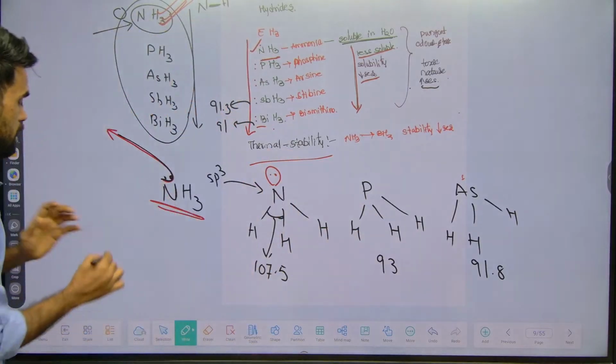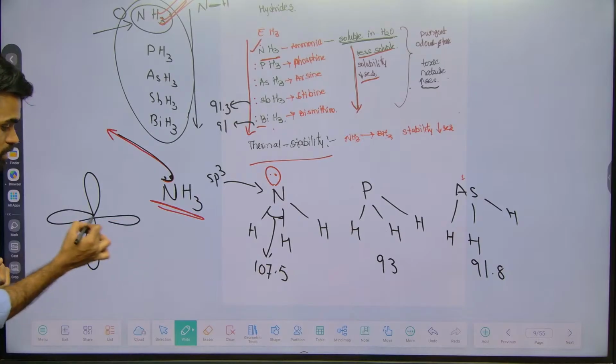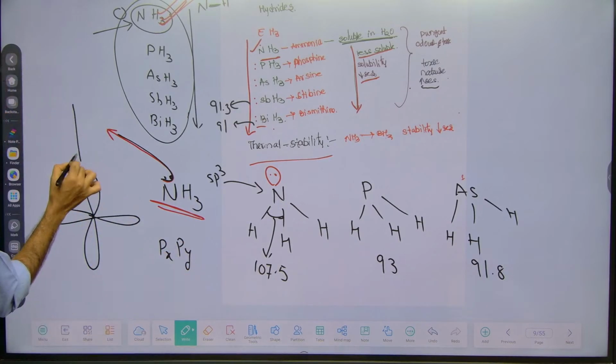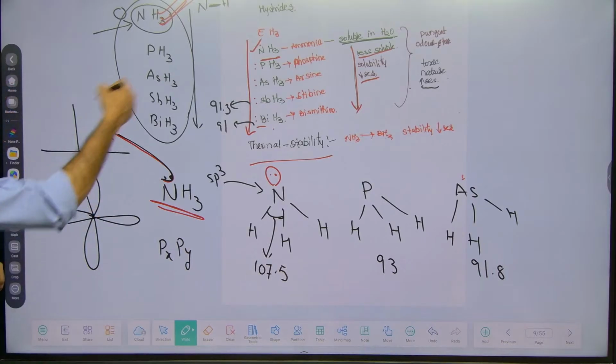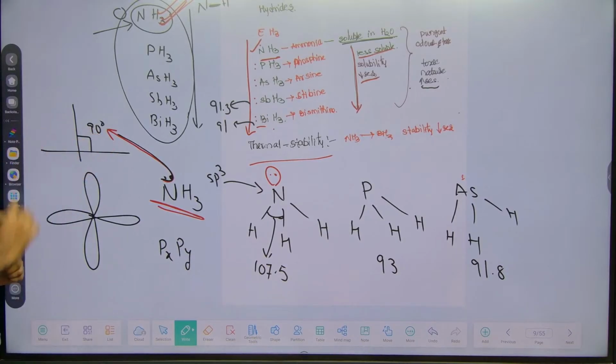Now remember, I am saying the p orbital will be like this. Another p orbital, if I write like this, because px, py I am saying. So px means like this, py means like this, pz means like this, so 3 coordinates will be there. So what is the angle between 2 coordinates? 90 degrees.